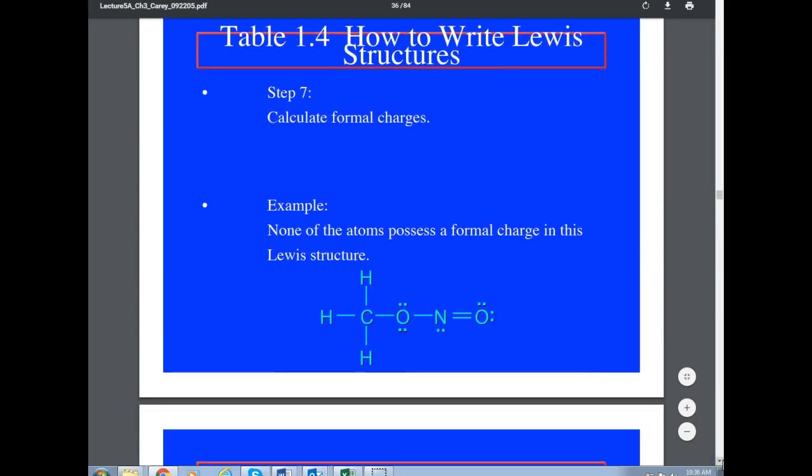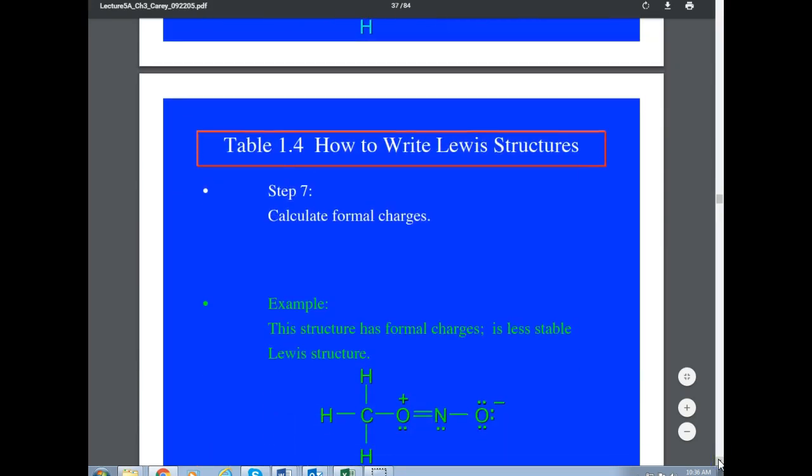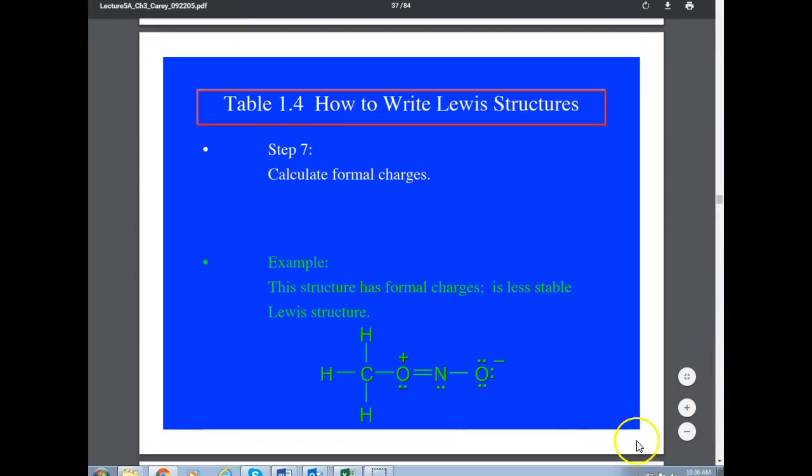And then we check the formal charges. So if you go through this whole thing, we're going to find that they all have a charge of 0, and that's good because we want to get the lowest numbers possible. So this is probably a good structure for this guy. If we did the Lewis structure this way, we would have formal charges on this oxygen and this oxygen. So this structure is probably not correct.